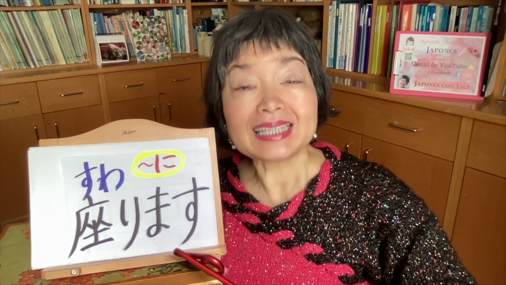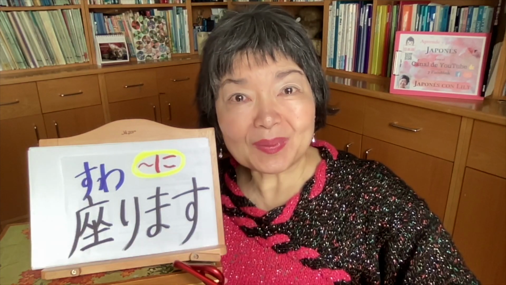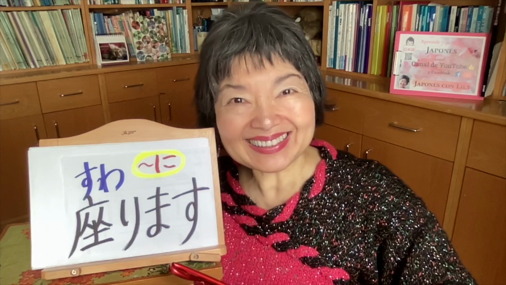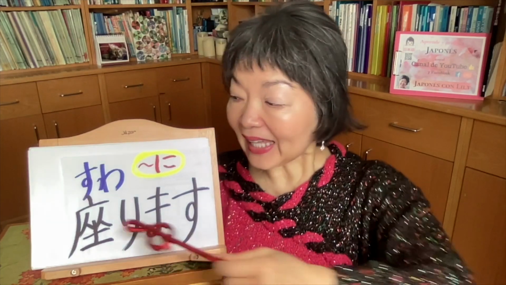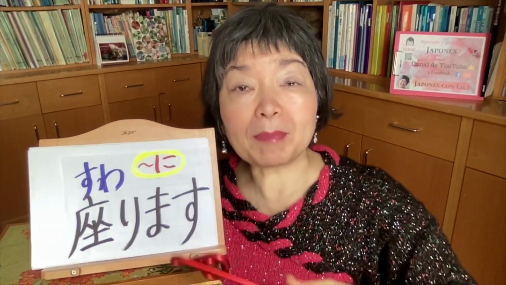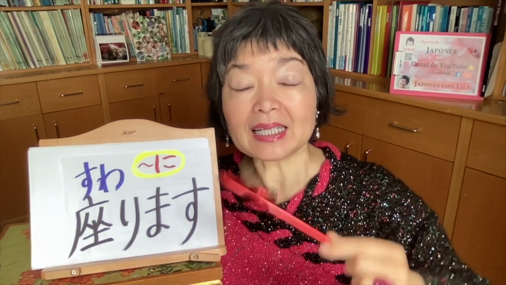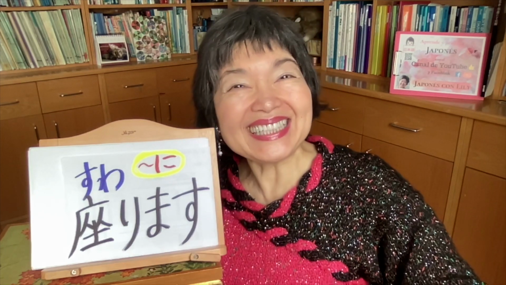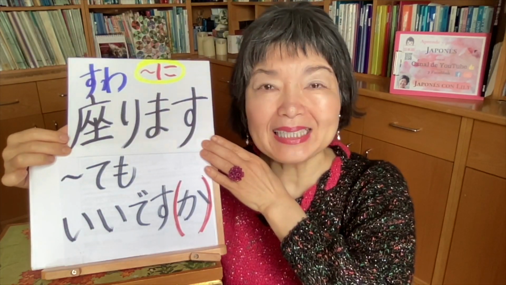座ります. This verb means to sit down. This is the group 1. So the te form is 座って. And this verb, we need to use に for the particle just before 座ります. The place に座ります. For example, I sit down on a chair. 椅子に座ります. Then, what do you think we say in Japanese? May I sit down here?